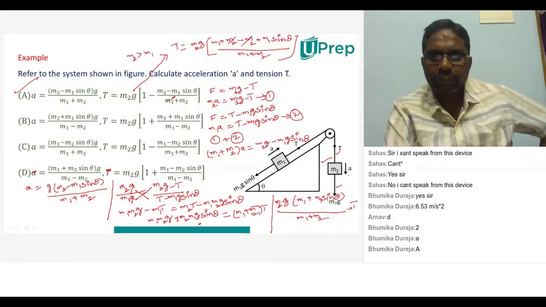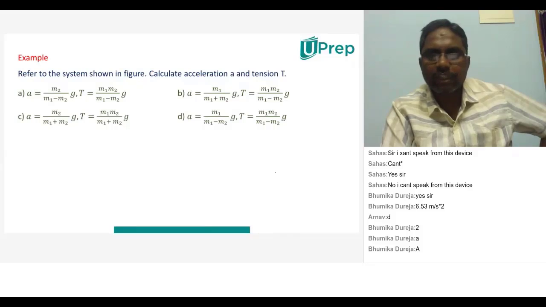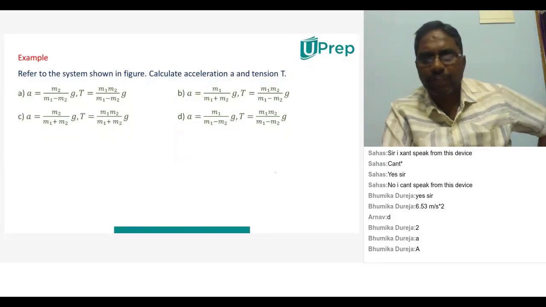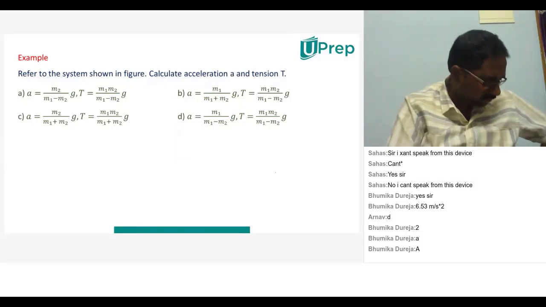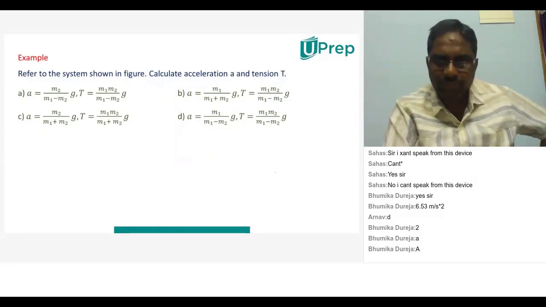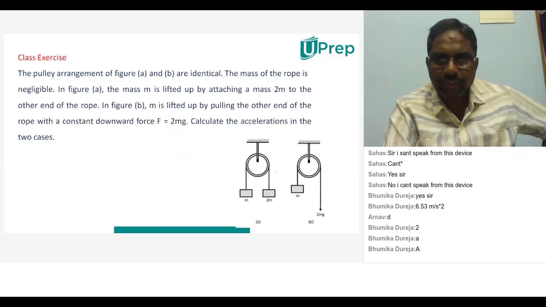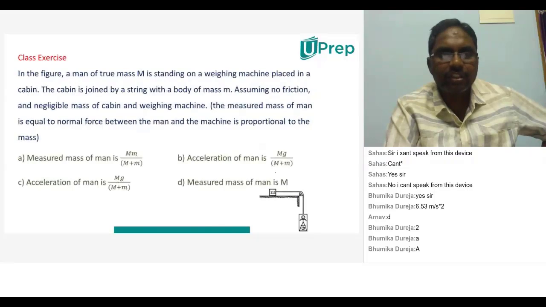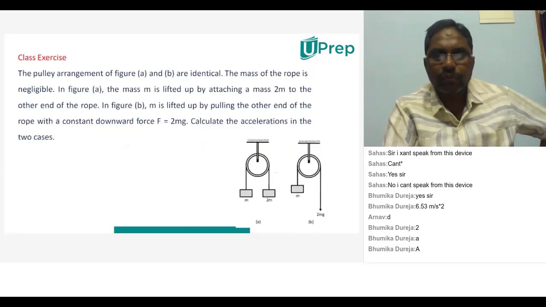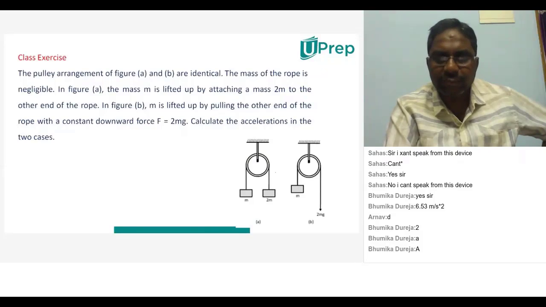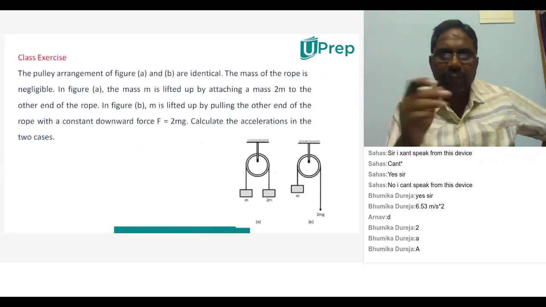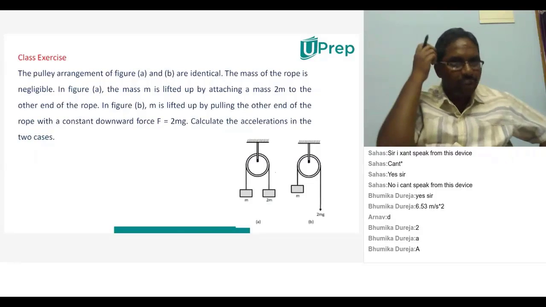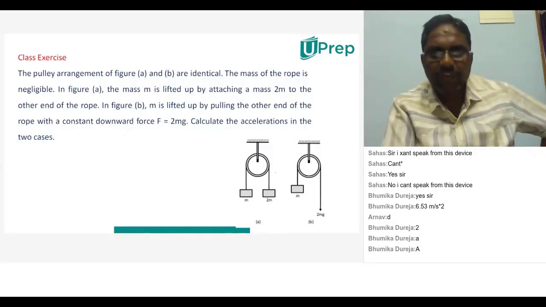Yes, sir. Right. Now here the figure was not given. Refer to the system as shown in figure. Calculate the acceleration and tension. So the same method you have to adopt. Actually the figure was not given. I have to find which figure will be there. So after finishing these two questions, I will give you the diagram for it. I have to refer to your ebook, and then I will find out and give you.